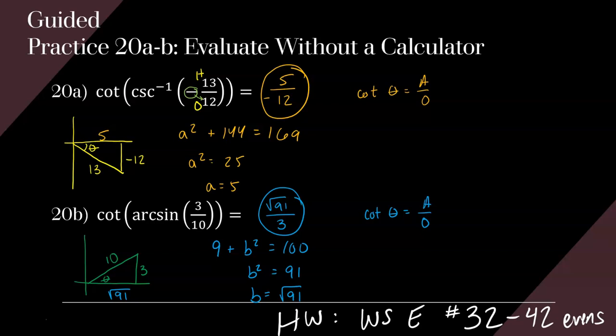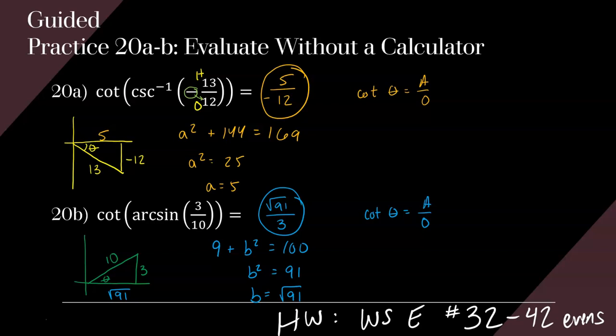20B. So remember, the arc sine is the same as the inverse sine of 3/10. So we're going to use that to set up the triangle. The 3/10 is positive, so we know it's in quadrant 1. So the opposite leg would be 3, the hypotenuse would be 10. Use Pythagorean theorem, you get square root of 91. Square root of 91 can't simplify, so we'll just leave it as that.